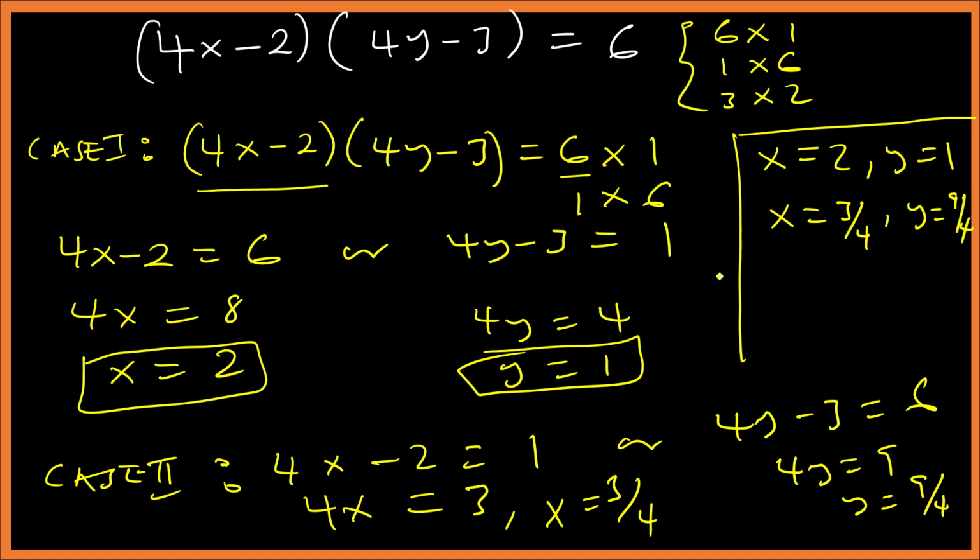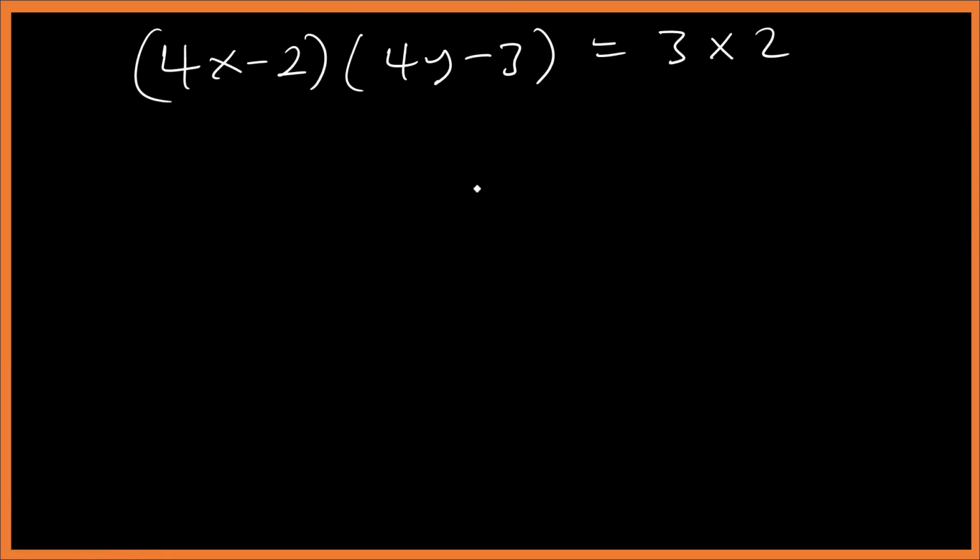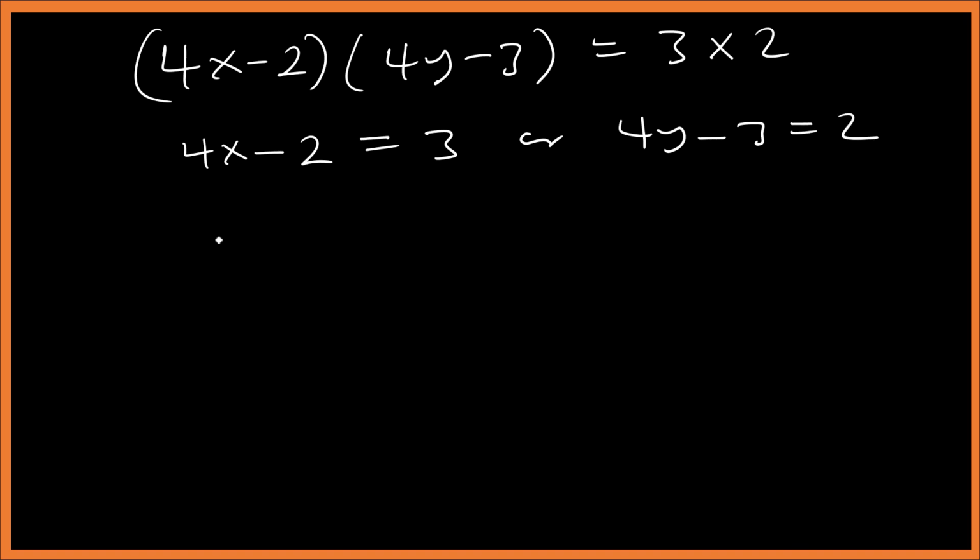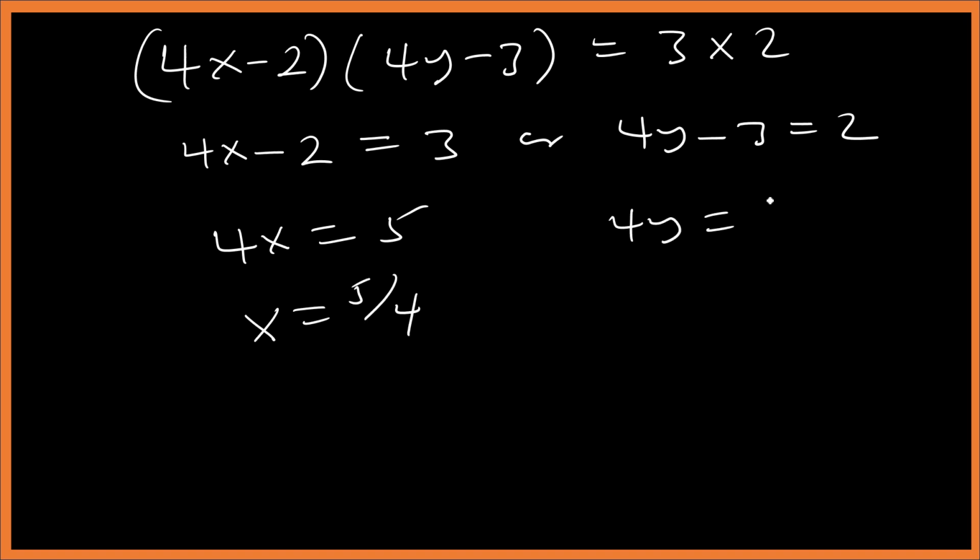So let's look at the third case. 4x minus 2. Okay, so 4x minus 2 equals to 3, or 4y minus 3 equals to 2. So 4x equals to, so 2 plus 3 is 5. X is 5 on 4. And this side, 4y equals to 5. Y is 5 on 4.